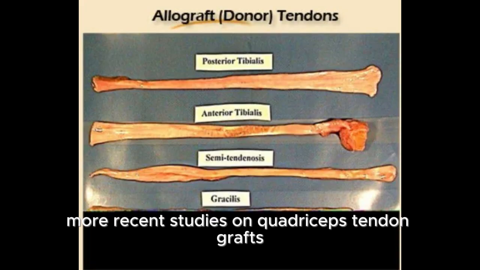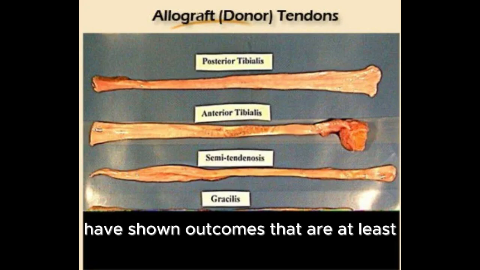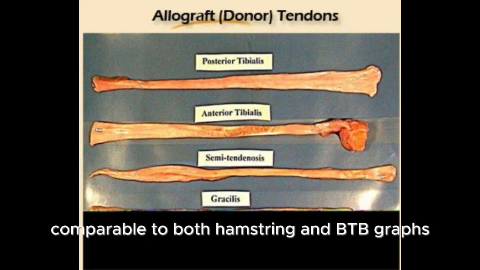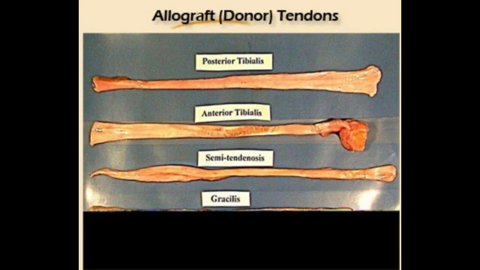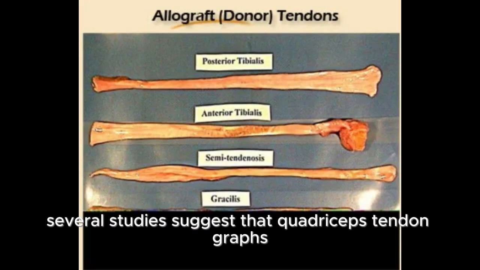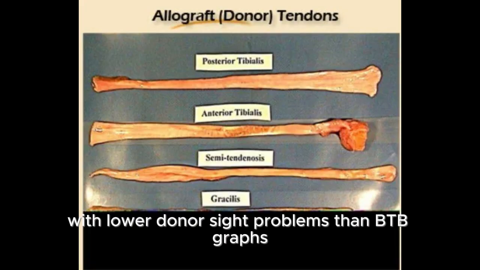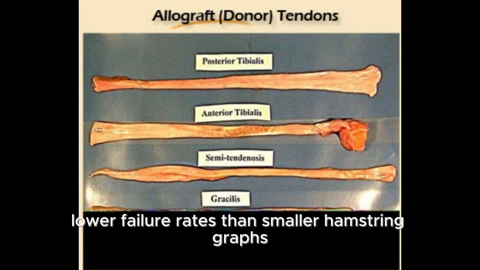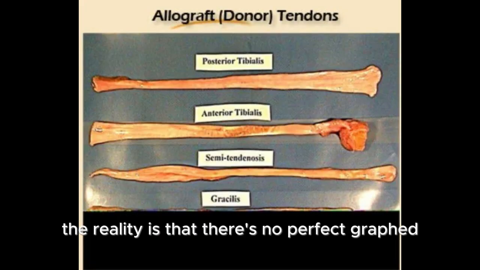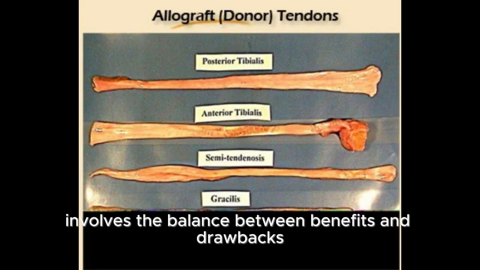More recent studies on quadriceps tendon grafts have shown outcomes that are at least comparable to both hamstring and BTB grafts. Several studies suggest that quadriceps tendon grafts may provide similar stability with lower donor site problems than BTB grafts and potentially lower failure rates than smaller hamstring grafts. The reality is that there's no perfect graft. Every graft involves a balance between benefits and drawbacks.